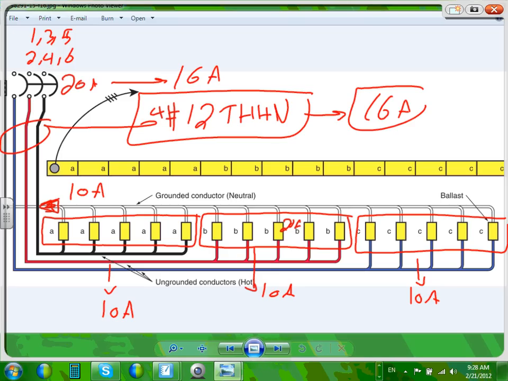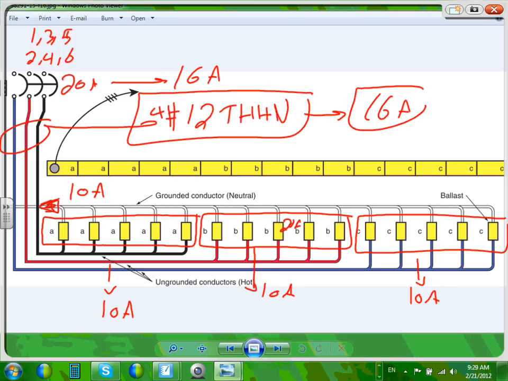Let's take the open office area. Put all the open office fixtures on one side of the circuit, 1, 3, 5 or 2, 4, 6. Is that what you're saying? Yep. So 1, 2. Definitely not 1, 2, 3, 4. That way you can share the neutral. Definitely, yes, sir.